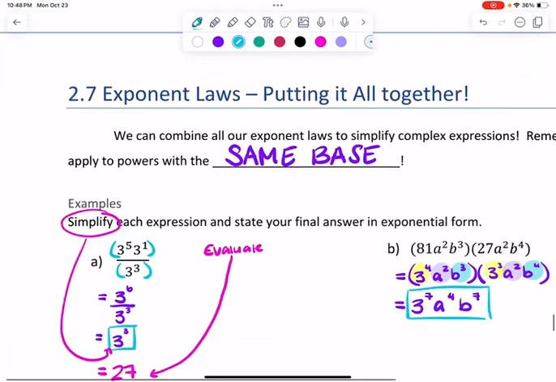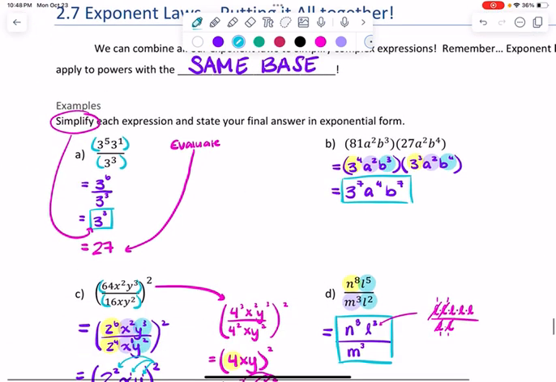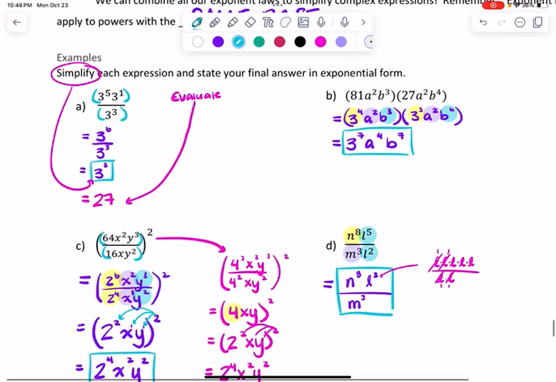Last but not least, keep in mind that exponent laws only work for multiplying powers with the same base, dividing powers with the same base, or taking powers to a power. Exponent laws do not work for addition and do not work for subtraction. So I cannot apply my exponent laws to addition and subtraction. I would have to do each kind of chunk separately.